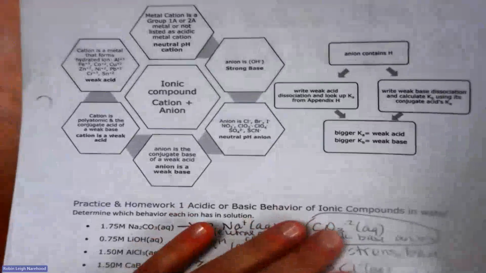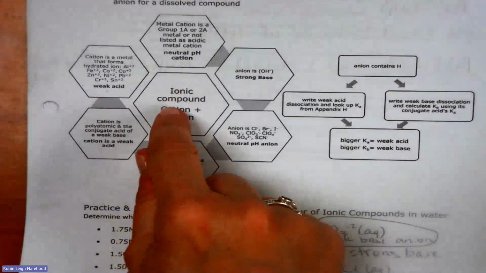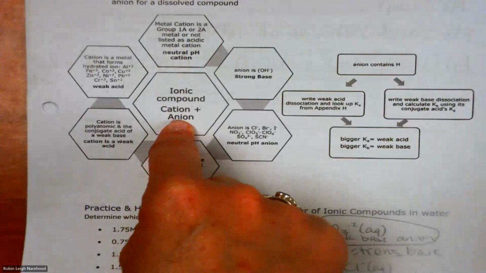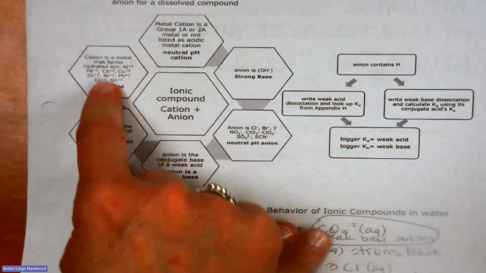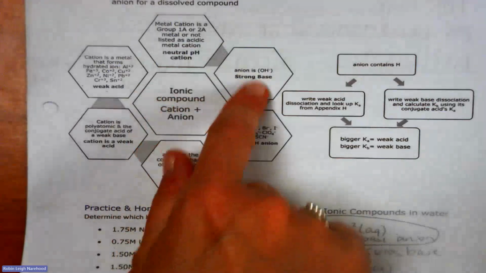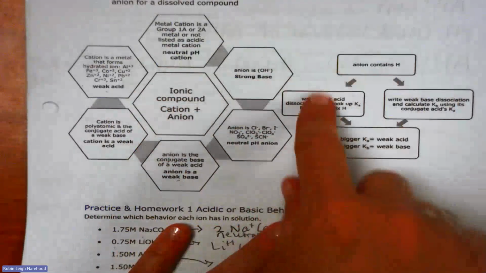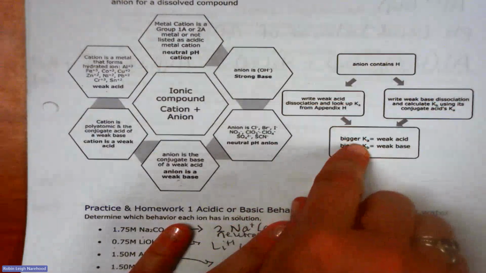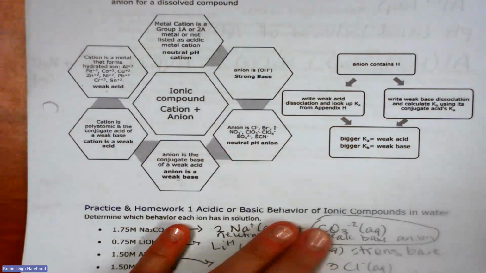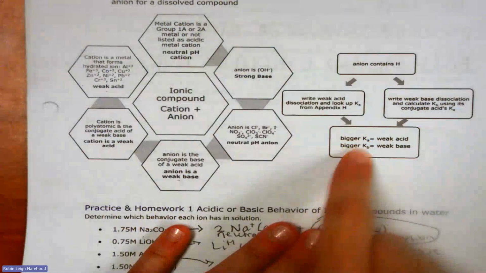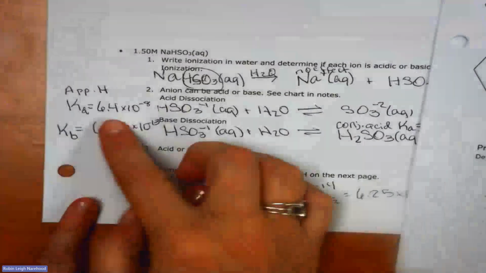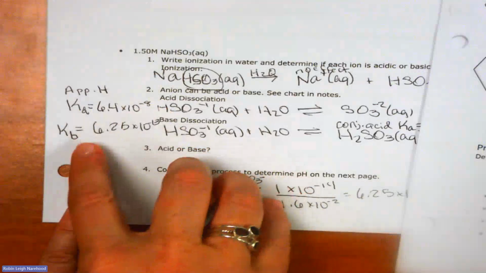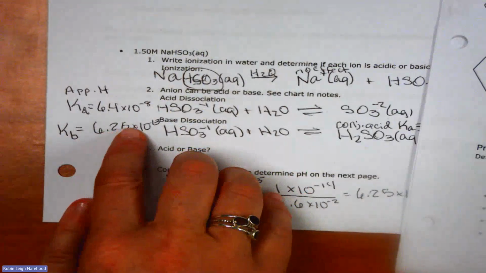So here's what we have done. We had our ionic compound and we split it into cation and anion, and we were able to ignore the cation because it's not going to affect it. But we had to do a bunch of work for the anion over here. We had to look at it as an acid and as a base. Now we want to compare its ability to be an acid, which is wrapped up in Ka, to its ability to be a base, which is wrapped up in the value of Kb. Our numbers are 6.4 times 10 to the negative 8 for Ka versus 6.25 times 10 to the negative 13 for Kb.